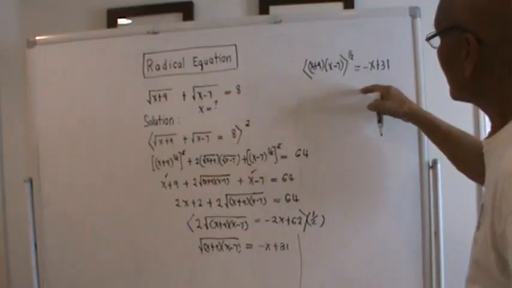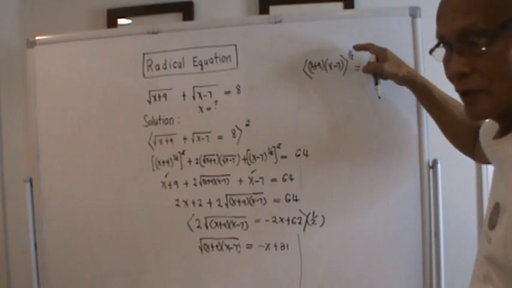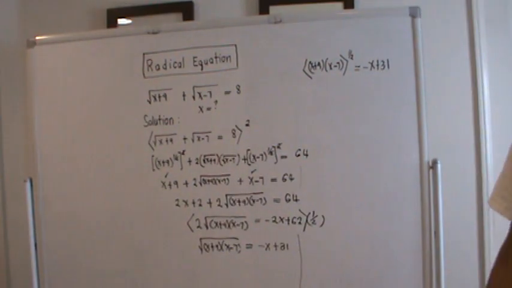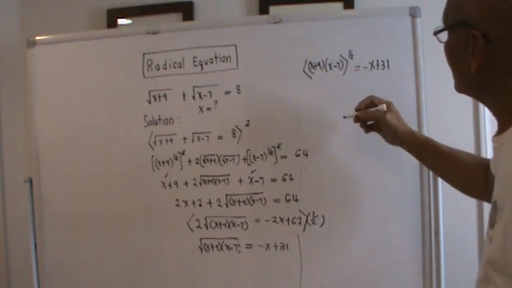To compute for x, we must eliminate this power of 1/2 here. Could you see me, guys? Yeah. So what do we do?